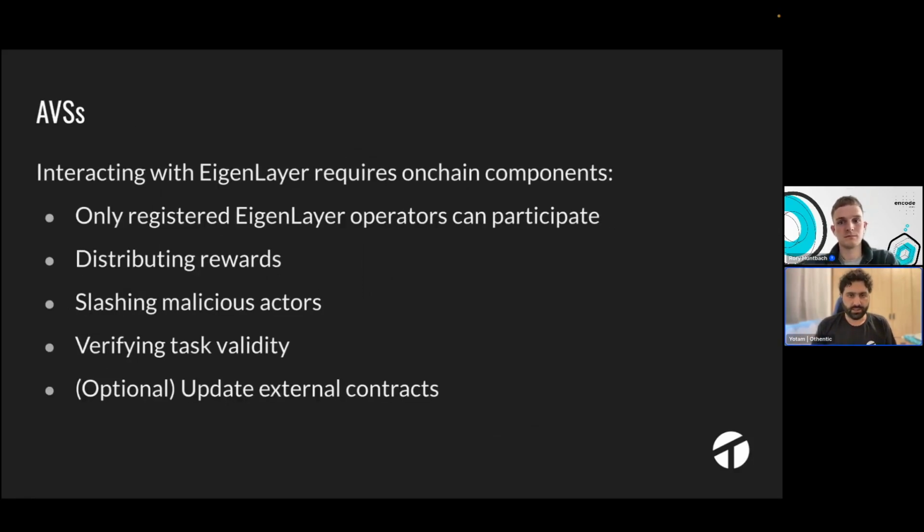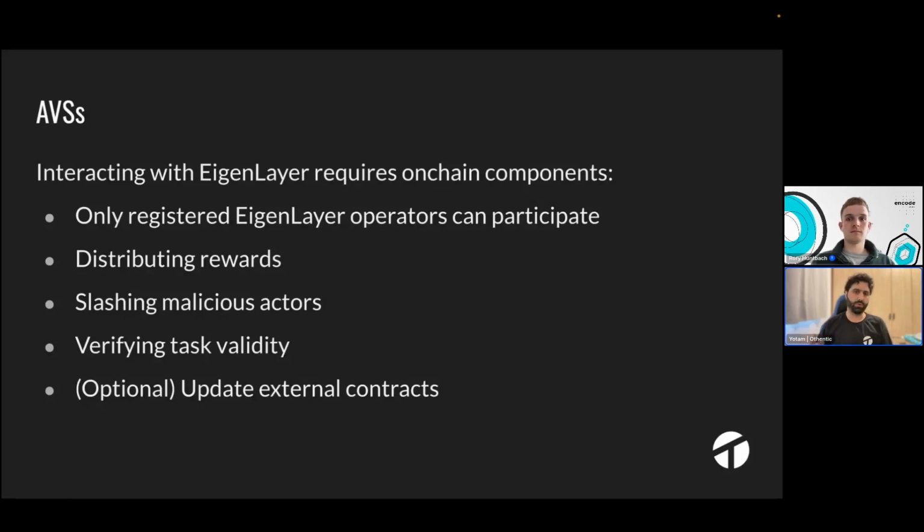So, a bit about AVSs. AVSs try to utilize the shared security of EigenLayer. In order to do that, they have to interact with the EigenLayer contracts on-chain. So that means that every AVS requires some on-chain components to exist so that they can communicate with the EigenLayer protocol.